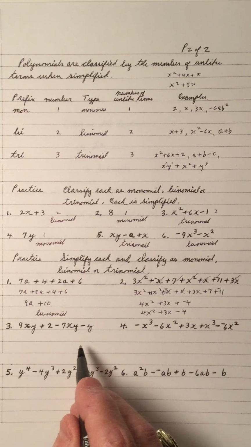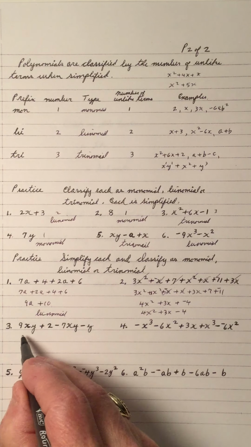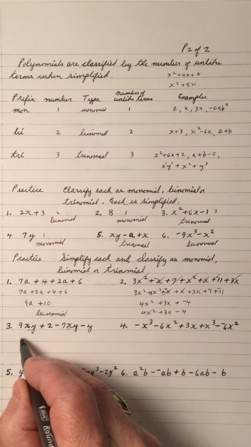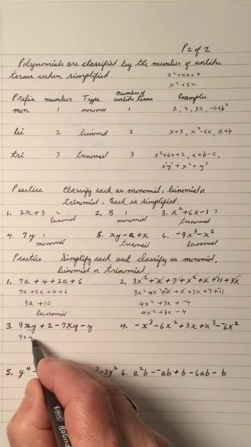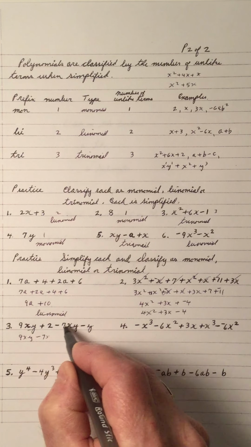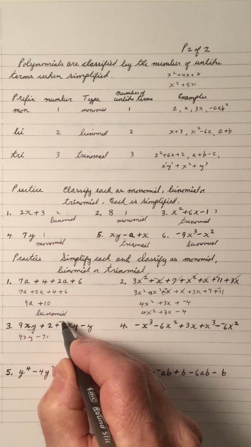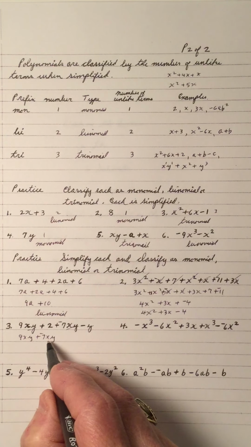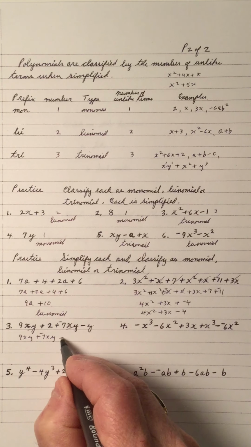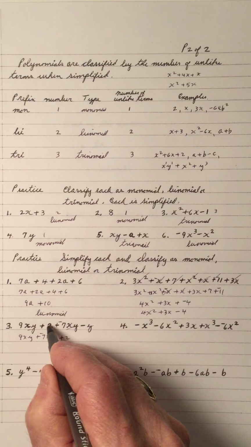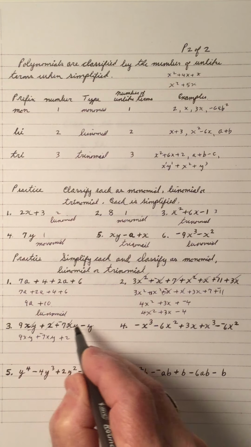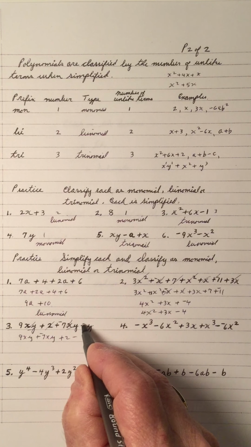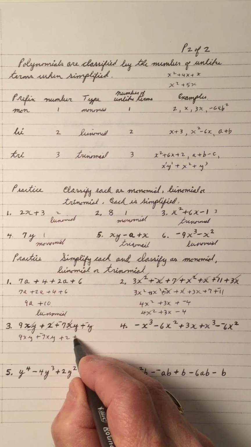Number 3, let's group our like terms. Do we have any? Yes, I have this one and this one. So 9x squared subtract 7, and again, adding on the opposite. And I have a plus 2y, so they're gone. The only one left is, we got a plus and negative again.